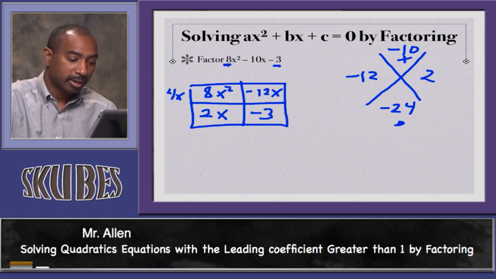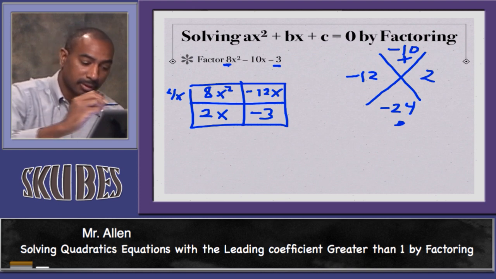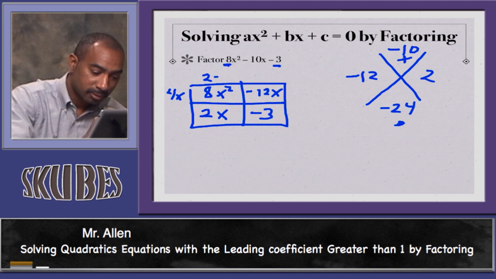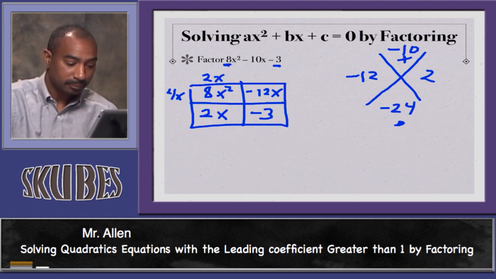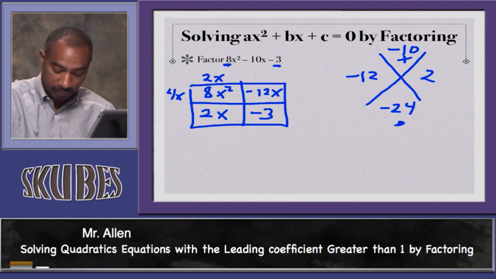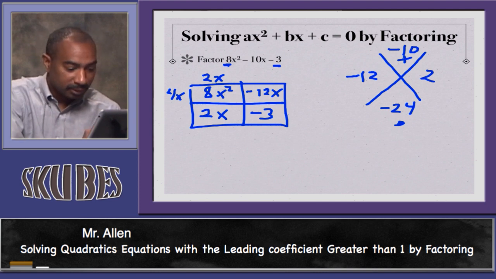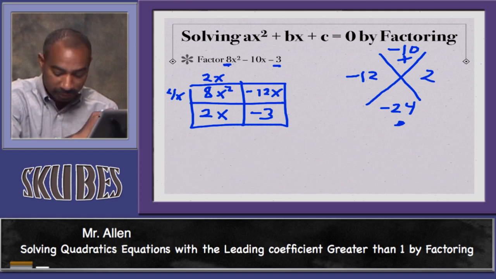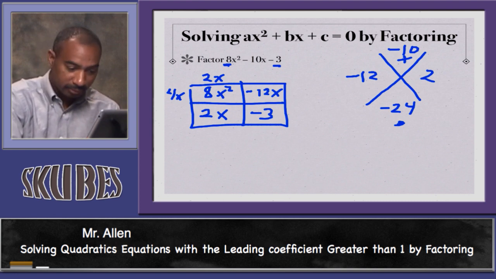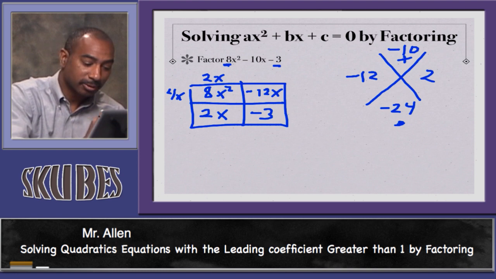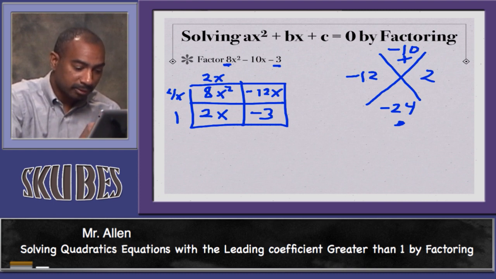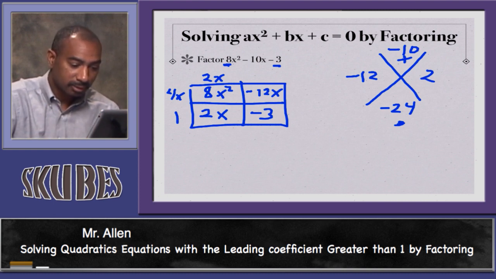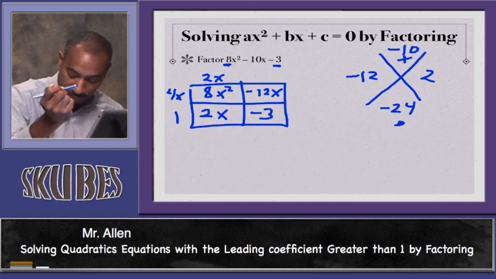And then what times 4x is 8x squared? Well, it has to be 2x, because 2 times 4 is 8, x times x squared. All right, and then come down here, and what's the greatest common factor between 2x and negative 3? Well, there is no common factor there, so the only common factor would be 1. And what times 4x gives you negative 12x? And that would have to be negative 3.